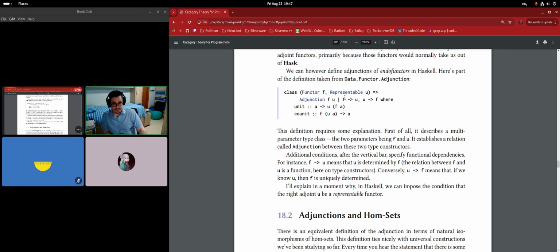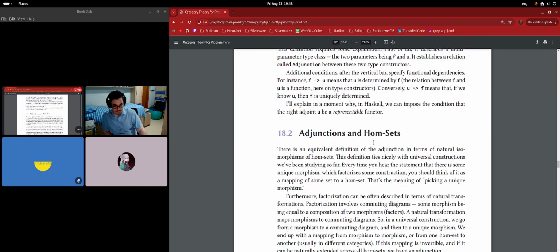And those are constraints. After the vertical bar, we specify functional dependencies, which I never used in Haskell, by the way. I never made a type class that had functional dependencies. So we are saying here that given an f, you can make a u. That's what is written here. And the other thing is also true.